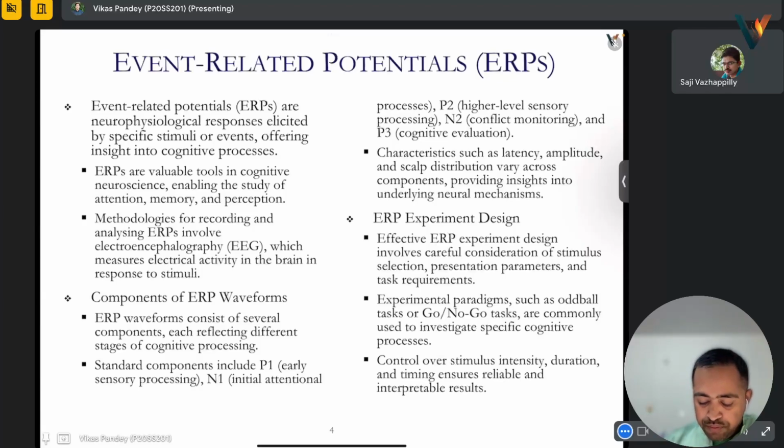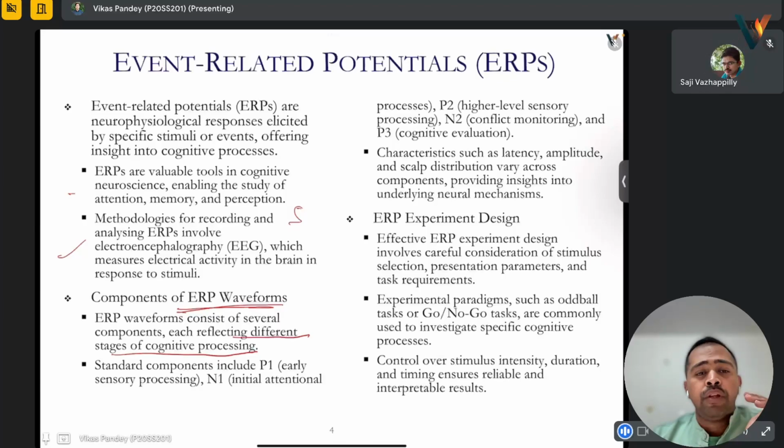ERP waveforms consist of several components, each reflecting a different stage of cognitive processing. Like we have seen, with each stimulus different kinds of action potentials are generated. Standard components include P1, that is early sensory processing, N1, that is initial attention processing, and P2, that is higher level sensory processing.